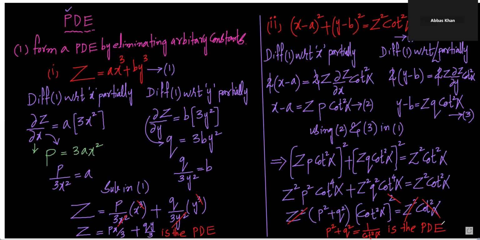Got the idea? Yes, sir. Let's see some more questions in this topic, like how we are going to eliminate the arbitrary constant and how we are going to get the solution of this partial differential equation. In the exam paper also, you can clearly see the question there. This first question, 2 marks, we are doing.